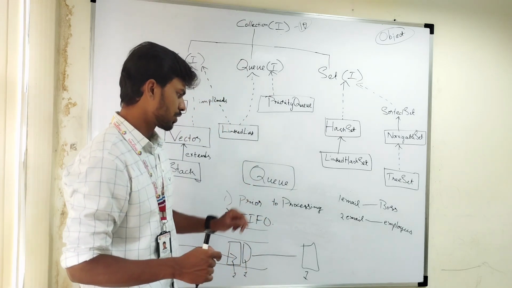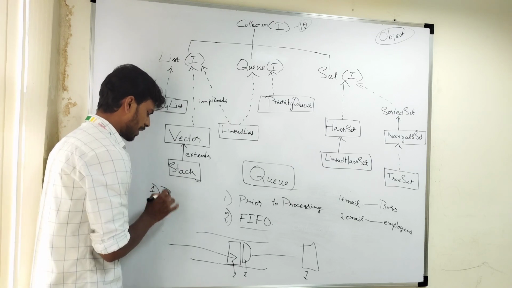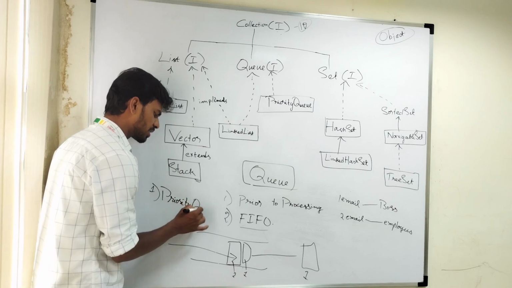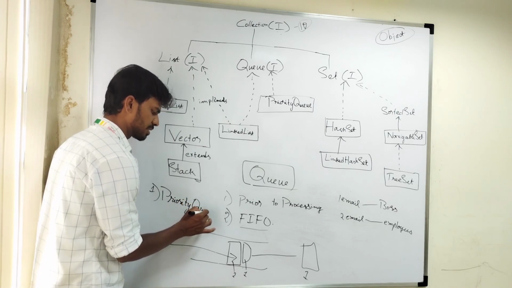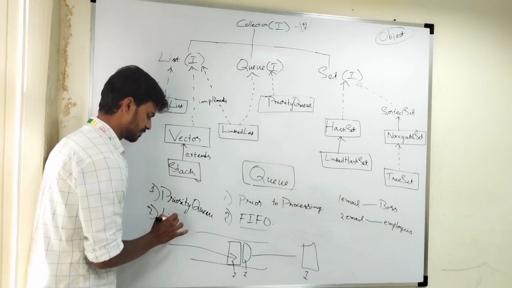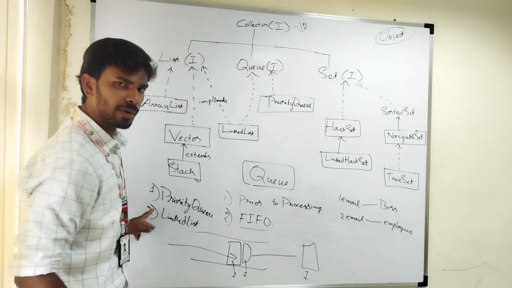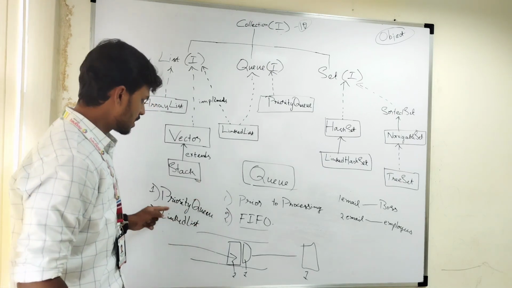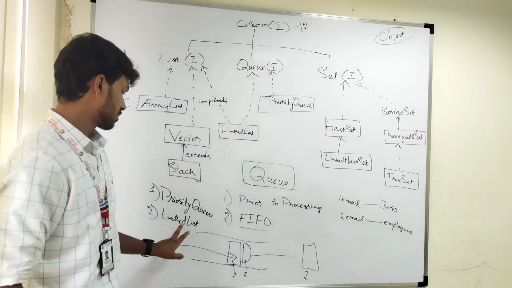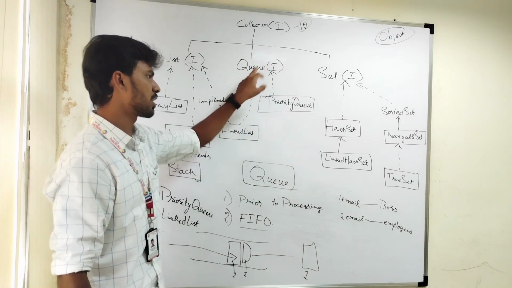And when it comes to queue, we have two important classes. The first one is priority queue. These are the implementation classes. The second one is linked list. These are the two implementation classes of the queue interface. The first one is priority queue, and another one is linked list. So linked list is also a child of the queue interface.